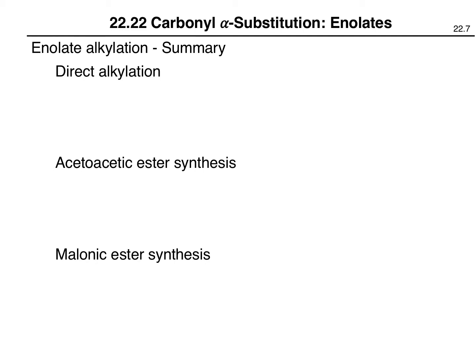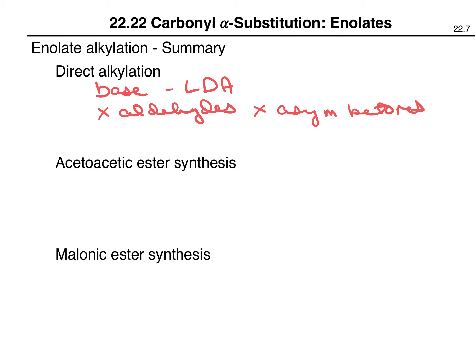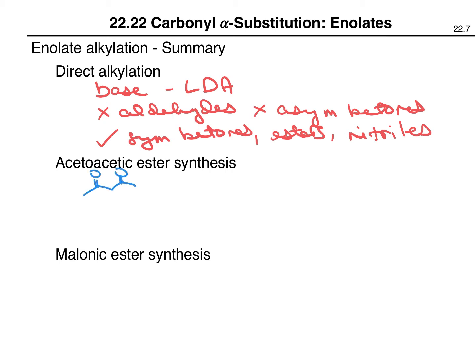So with direct alkylation, you need to be careful of the base that is chosen to generate the enolate. You want to make sure that you have essentially complete conversion to the enolate, so a very strong base such as LDA is usually required. Keep in mind, you still don't really want to do this with aldehydes. There are other reactions that can compete, and you typically don't want to do direct alkylation when it comes to asymmetric ketones. But direct alkylation can be useful when it comes to symmetric ketones, esters, and nitriles.